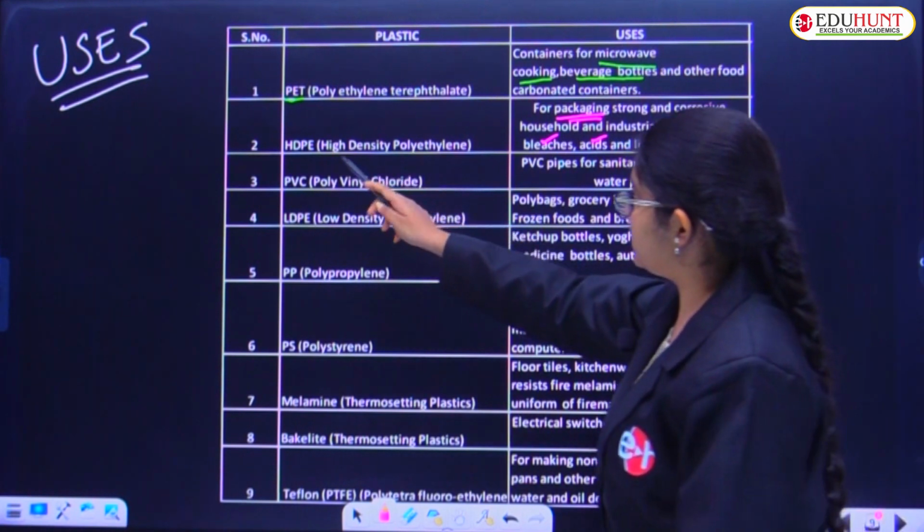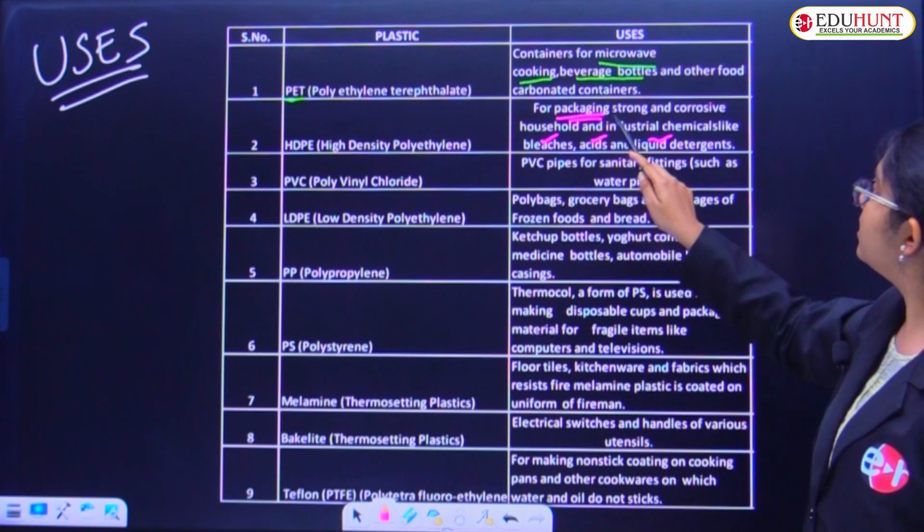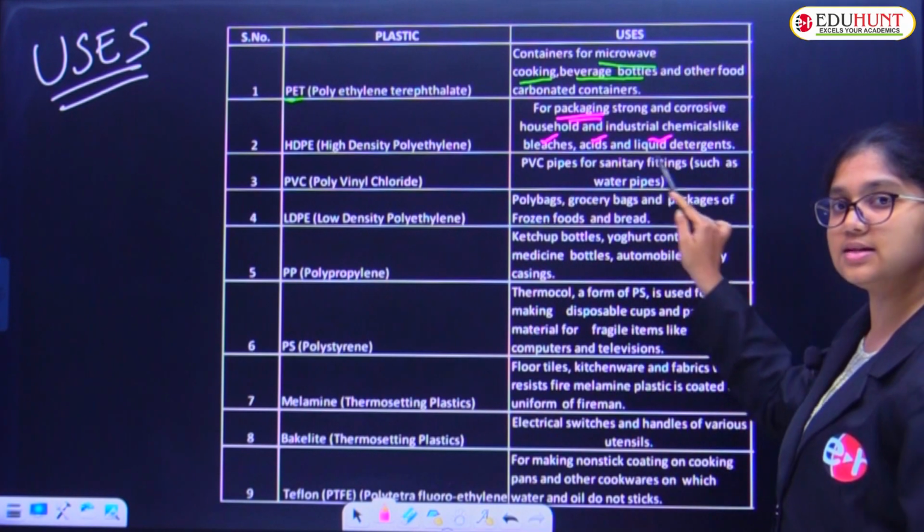So HDPE stands for high density polyethylene. Coming back to the point, it is used for packaging strong and corrosive household and industrial chemicals like bleaches, acids and liquid detergents.